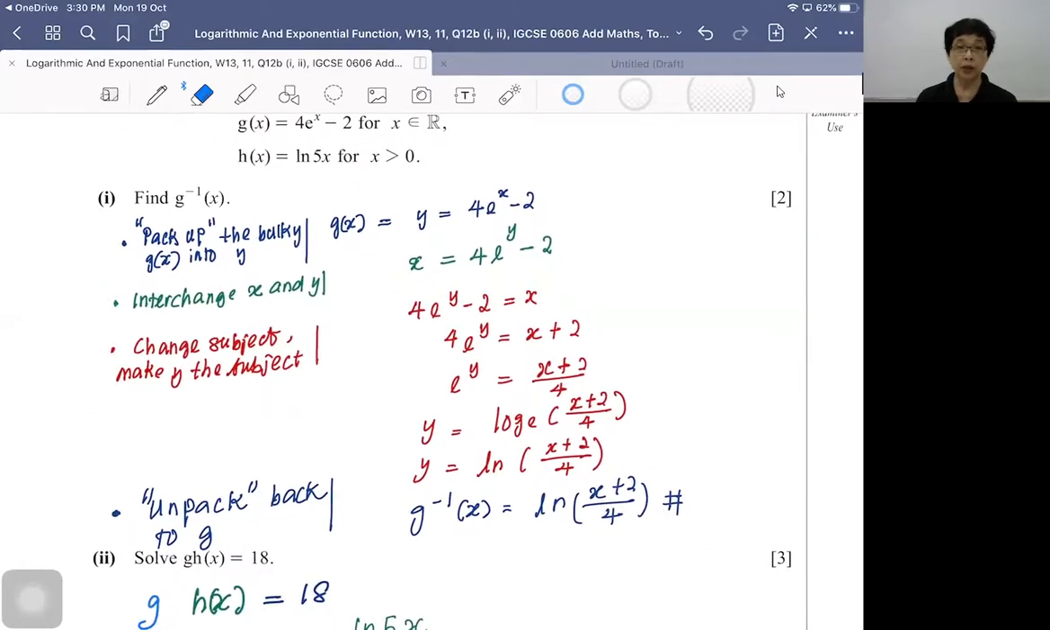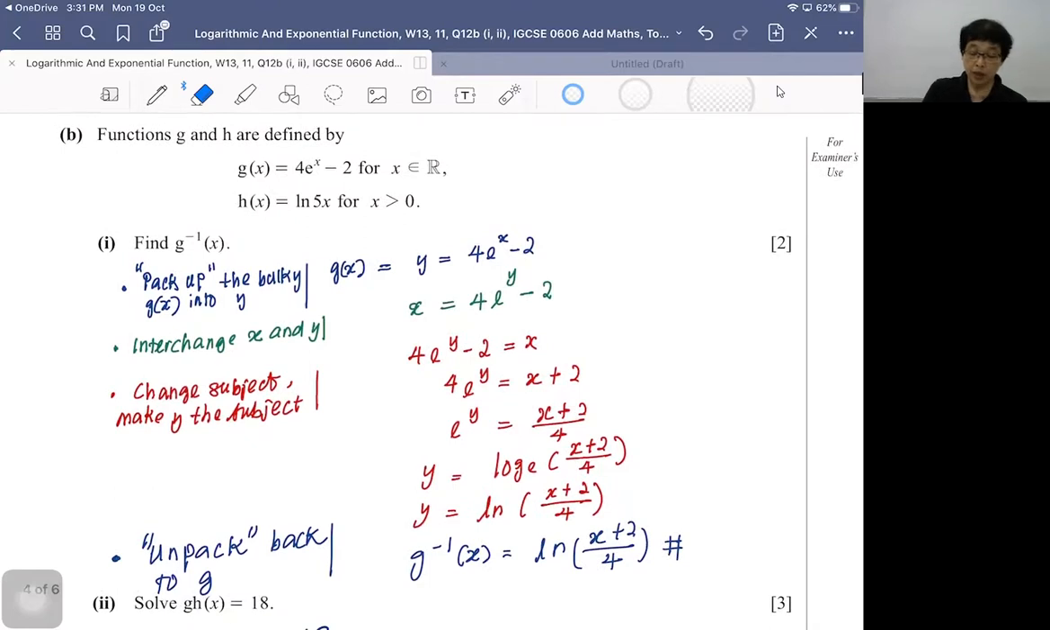Looking at part 1 first, we are supposed to find the inverse of the function g(x). It was given here. We're supposed to undo whatever g(x) has done. For your convenient learning, I have listed down all the steps that we are taking.